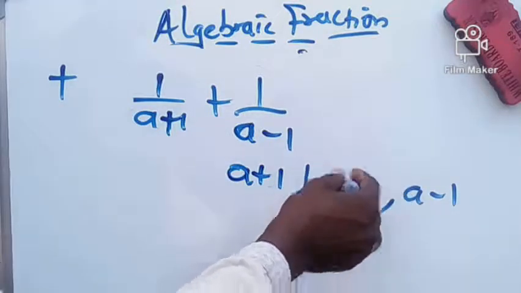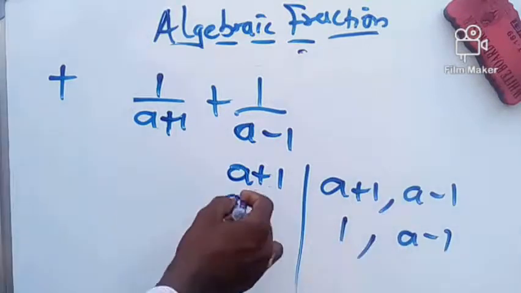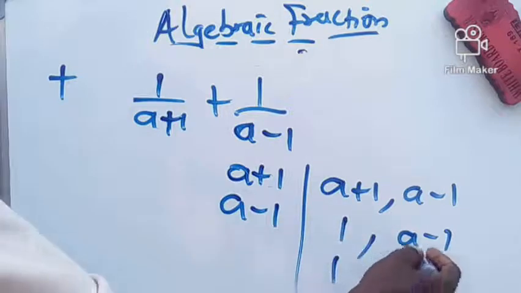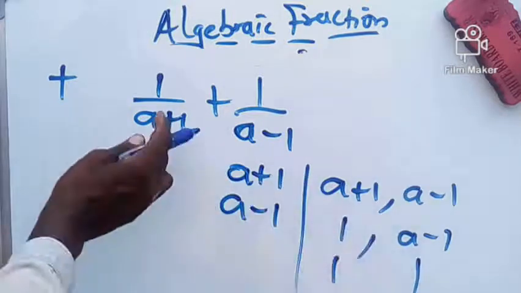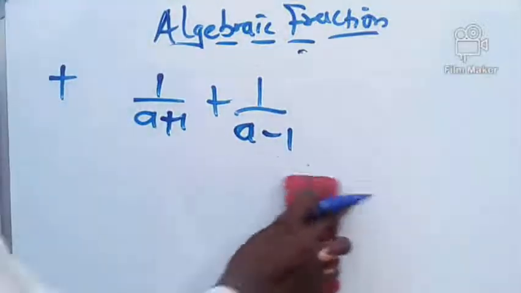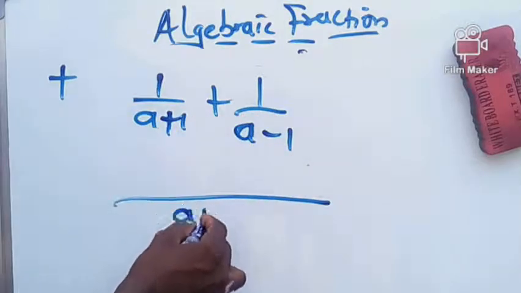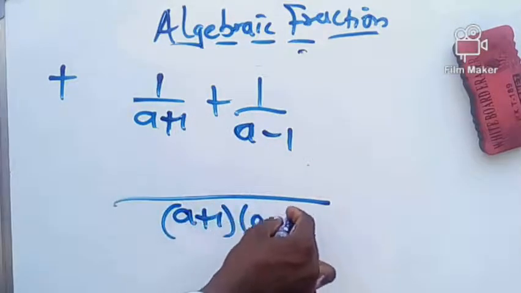And when a plus 1 divides a plus 1, you have 1. And then you bring down a minus 1. What can divide a minus 1 is simply a minus 1. And when that happens, it is 1 and 1. So the LCM is simply the multiple of the denominators. So we go ahead and do that. So for the LCM, we draw a line and put down the LCM, a plus 1 and a minus 1.